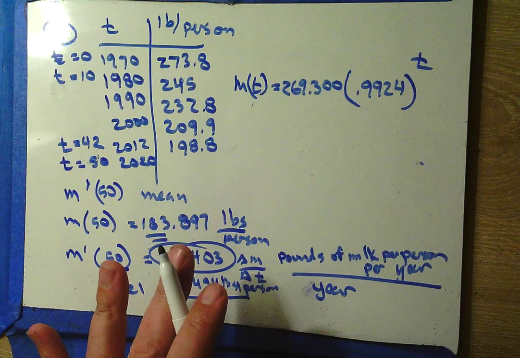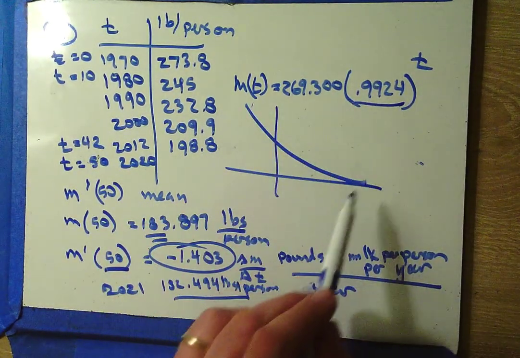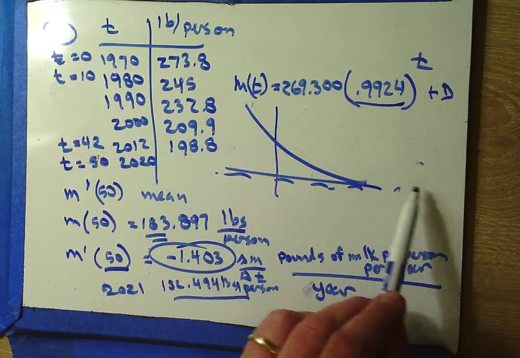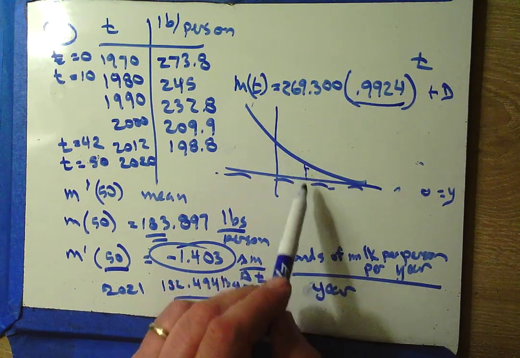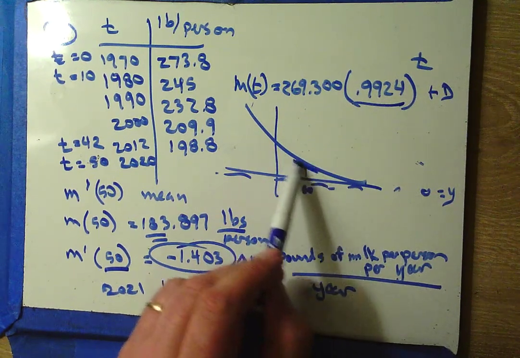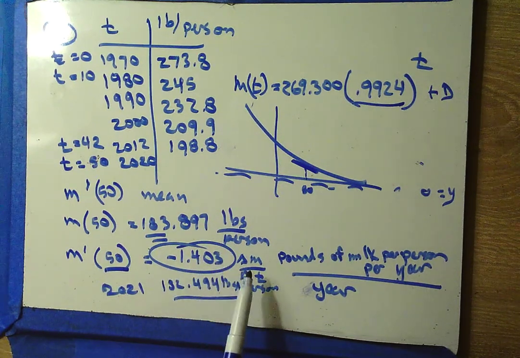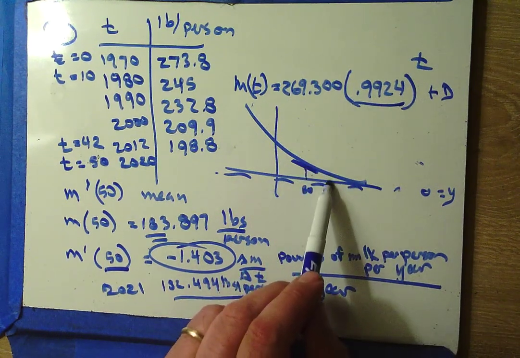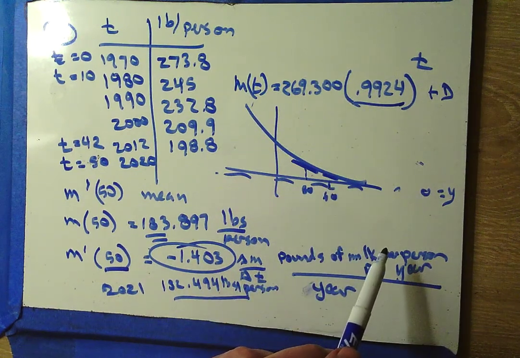Now that's not constant, right? This is an exponential decay graph. So as time goes by, and yes, I'm sorry, there's no D value here, so this is headed towards zero milk consumption. At time equal to 50, the slope here is negative 1.403. So the rate of change at this point isn't going to be the same over here when we get to 60. It's less negative here.